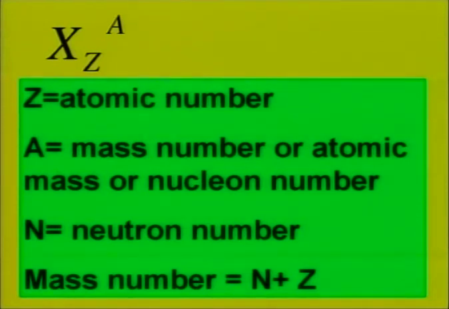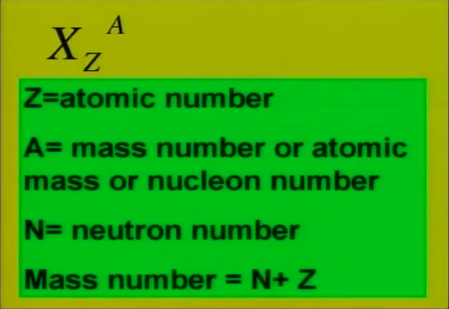Right, especially when you are given an element like this, you will find that the X represents the element, and then you have the A, which is the mass number. It can be the mass number or the atomic mass, or it can be known as the nucleon. The nucleons are the protons and the neutrons. Because they are found inside the nucleus, that is why they are called the nucleons.